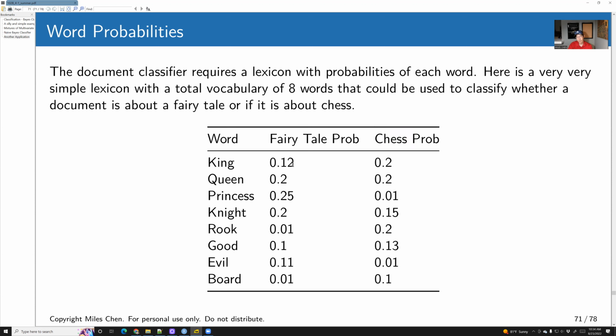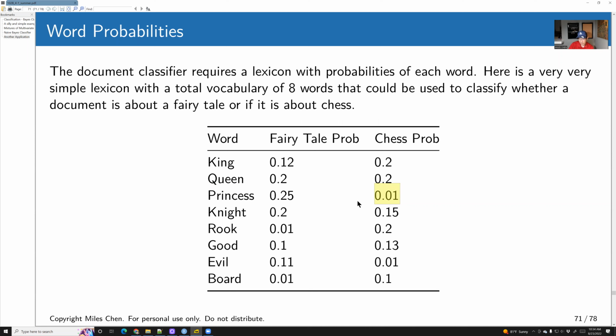Okay. And so if we're talking about chess or fairy tales, the word queen might have a high probability in both of those scenarios. Whereas the word princess is going to have a higher probability for fairy tales and a very low probability for chess. Okay. So here I'm just doing 1%. Probably it's even smaller than 1%, but could you mention a princess if you're talking about chess? Sure, maybe you played chess over at the princess's house.